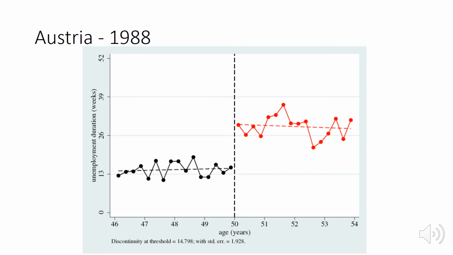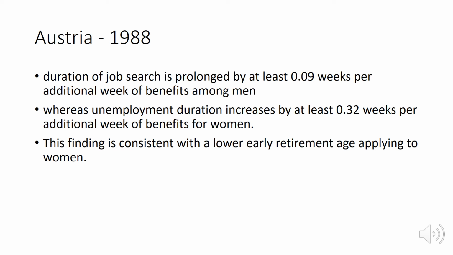So what did we find in this data? We found that the duration of the job search was prolonged by at least 0.09 weeks per additional week of benefit for men. For women over the age of 50, it was prolonged by at least 0.32 weeks. So we want to know, does unemployment insurance serve as a disincentive to work? We want to know if these arguments against unemployment assistance are bearing water.